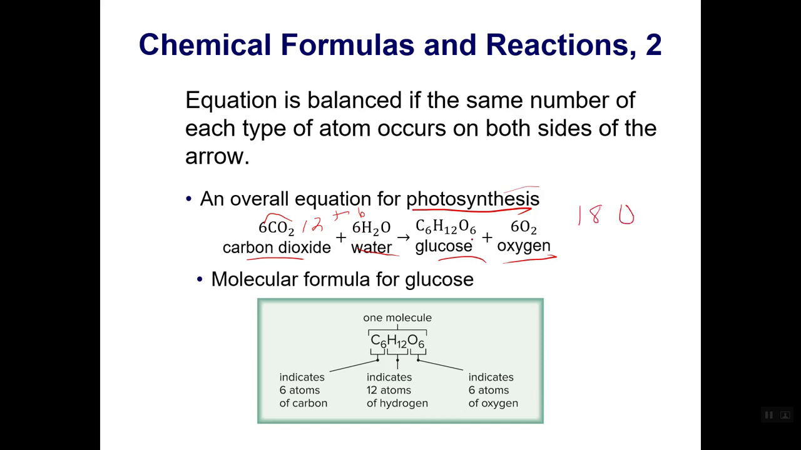If we do the same on this side, we have 6 plus 12. Well, if you add that together, we get 18 again. So again, if you do that with hydrogen, you'll get the same thing. It is a balanced equation. There's the same number of every type of atom on one side of the equation as there is on the other.